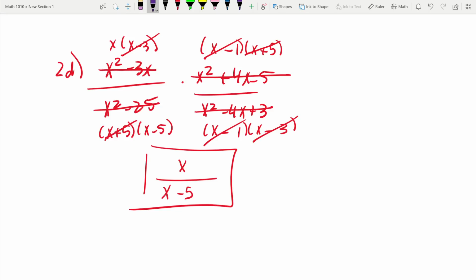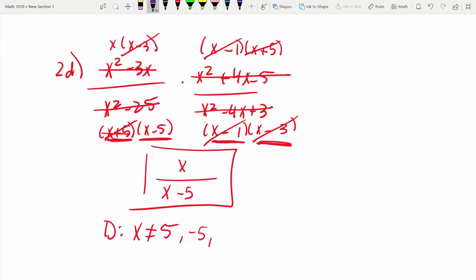Now, I forgot to do restrictions. I just remembered right now. So sometimes what happens, you guys, is people will look at the answer and say x cannot be 5. That's true. But x minus 5 was not the only thing in the denominator. Look at all these things in the denominator. Here, sorry, I'm trying to highlight. Here, here, here, and here. So those are all restrictions. The x plus 5 tells me that x cannot be negative 5.